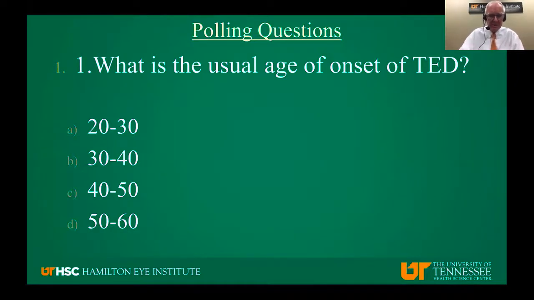So the first polling question is, what is the usual age of onset of thyroid eye disease? So I ask the audience to vote. There are A, B, C, and D. I can't vote, the panelists can't vote, so let's see what the group says. Okay, the group answer, and if you're looking at the results, 30 to 40, 55%.